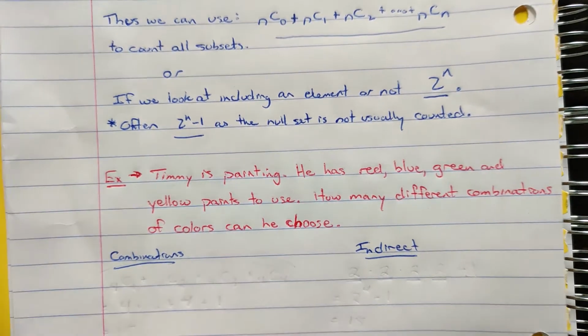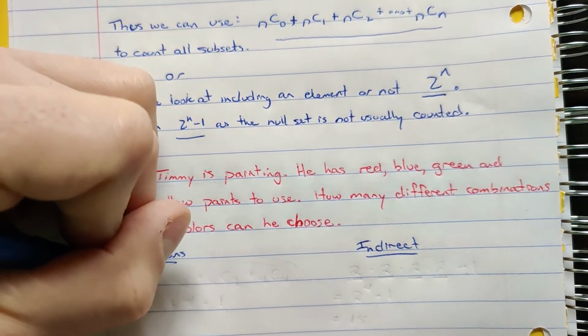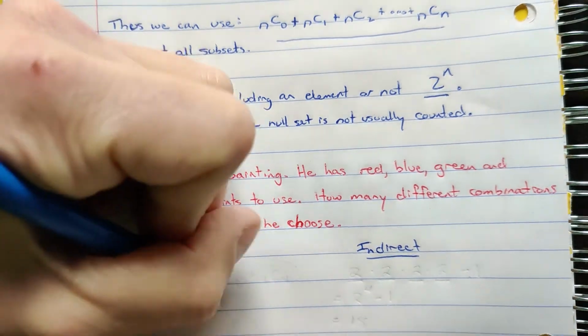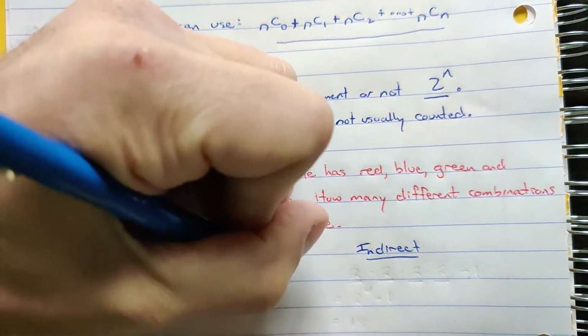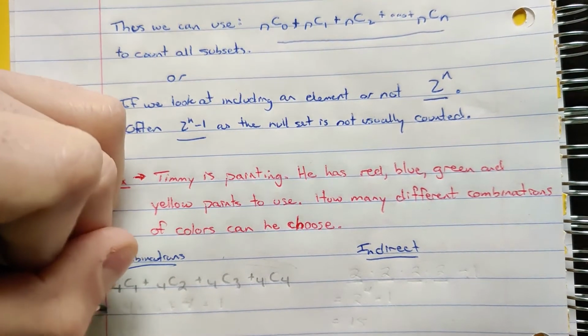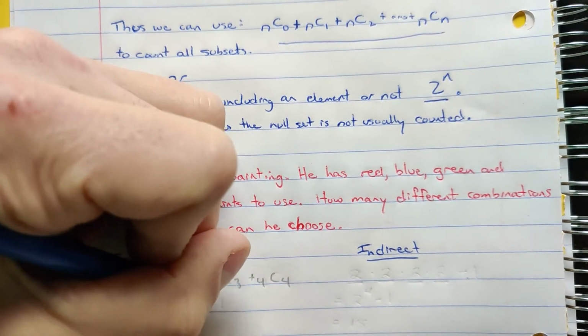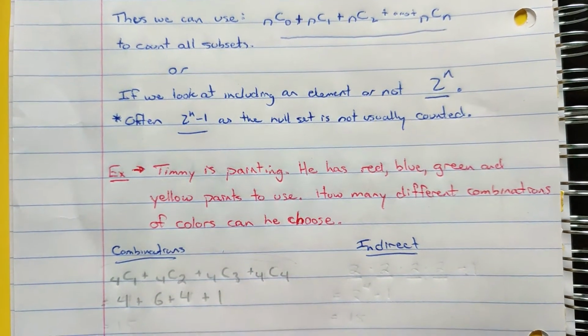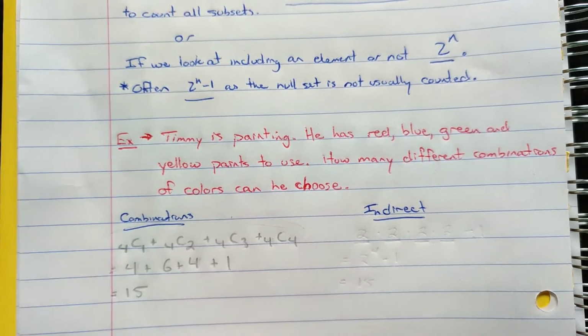So using combinations, he can choose to use 1 color, or he could choose to use 2 colors. He could choose to use 3 colors, or he could choose to use 4 colors. And 4 choose 1 is 4, 4 choose 2 is 6, 4 choose 3 is 4, and 4 choose 4 is 1. That tallies us up to a total of 15.